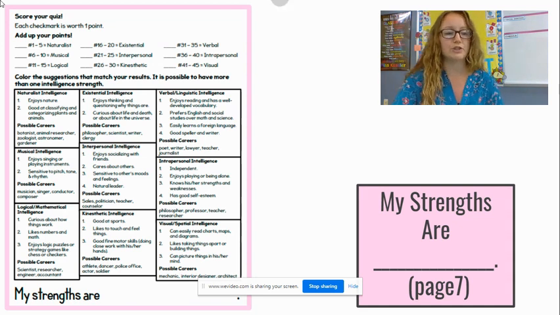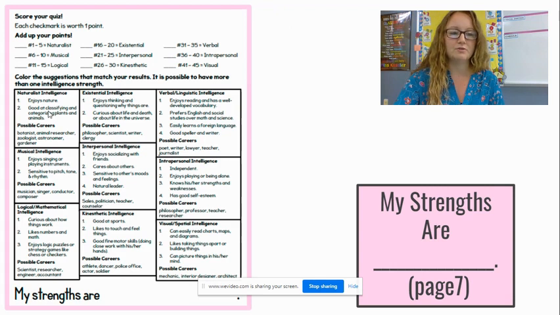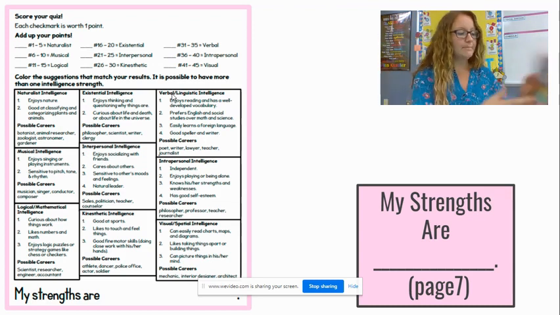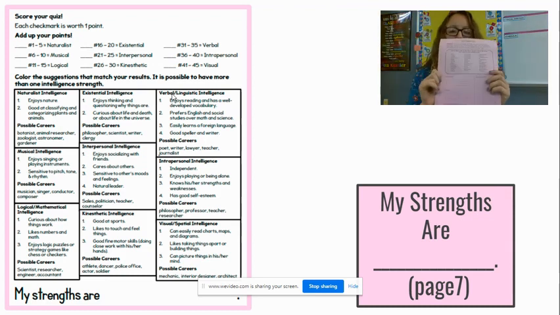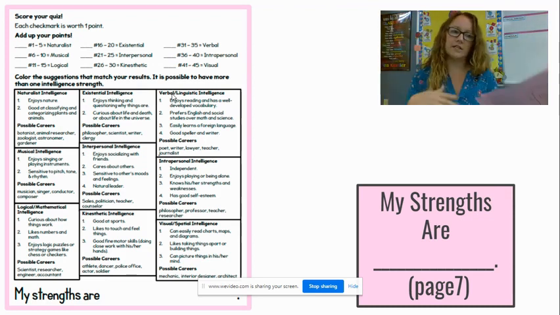But what's neat is once you're done, it says color the suggestions that match your results. It is possible to have more than one intelligence strength. So it will tell you what that means if you have this specific multiple intelligence. And then it even says possible careers, and it'd be interesting to look at those careers and see, are you interested in any of them? There is a back side to this booklet, but I don't mind if we wait to do this backside until I return. I know this was a lot going through the booklet.